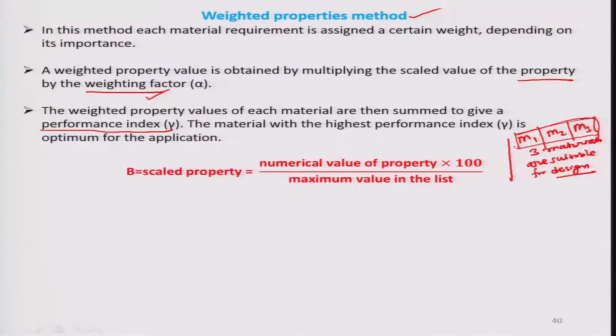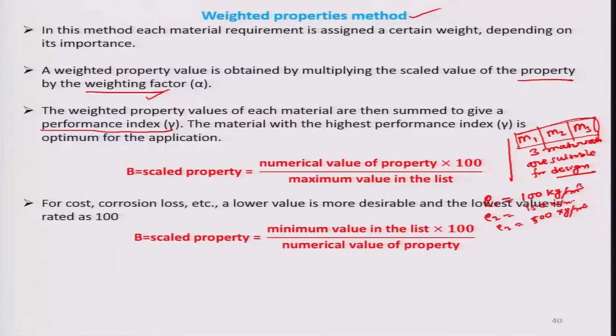Suppose that each has a density: rho 1 is equal to 100 kilogram per meter cube, rho 2 is equal to something like 150, and rho 3 is equal to 500 kilogram per meter cube. Now, in this list what is the maximum? 500 kilogram per meter cube. And if you are calculating a scaled property for M1, then what will happen? 100 into 100 divided by 500. Okay. For M2, 150 into 100 by 500, and for M3, 500 into 100 by 500. It means you are just scaling all the suitable materials.